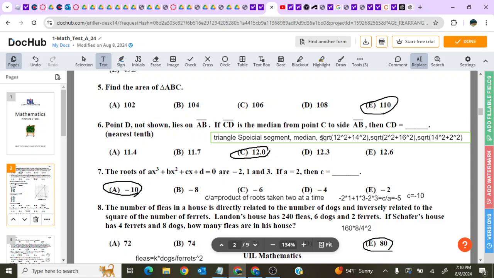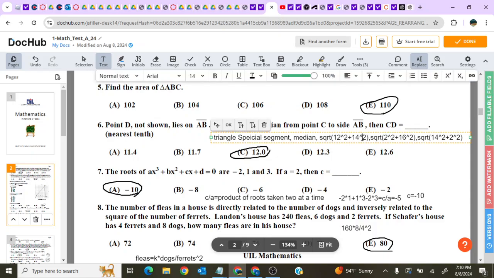But if you do all that for all the changes in x and changes in y's, you'll get a value of 12.0. 7. The roots of ax cubed plus bx squared plus cx plus d are -2, 1, and 3. If a is equal to 2, then what is c?